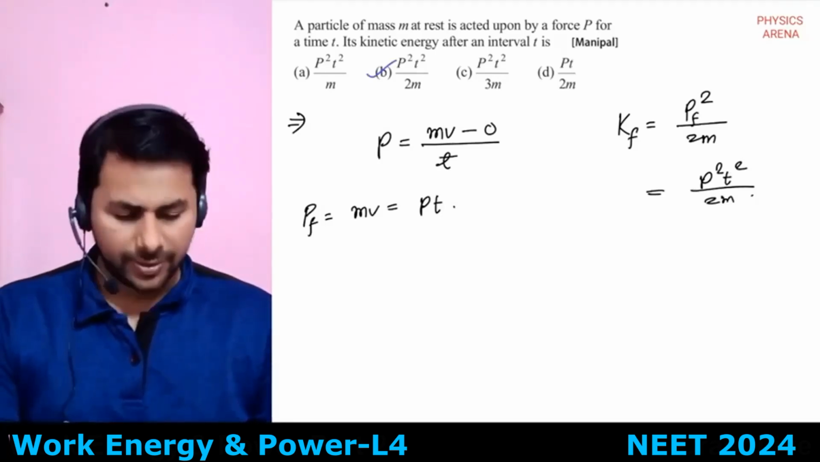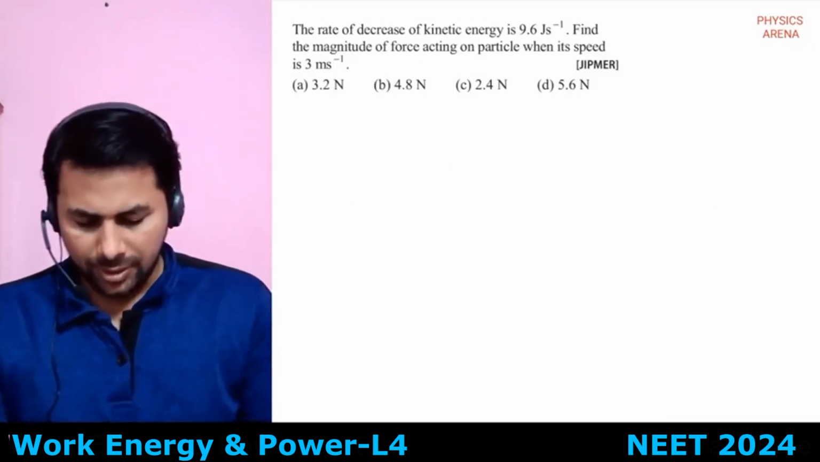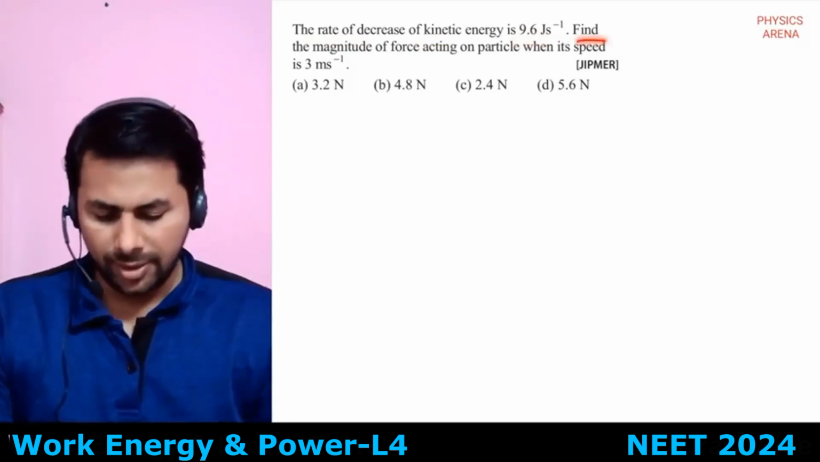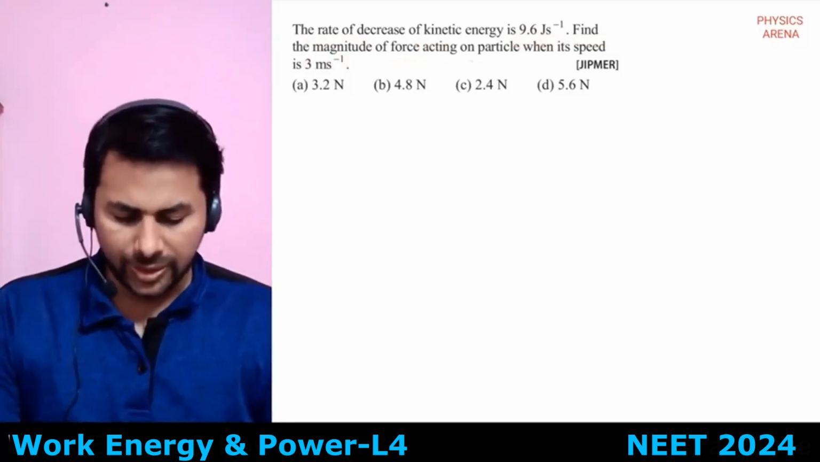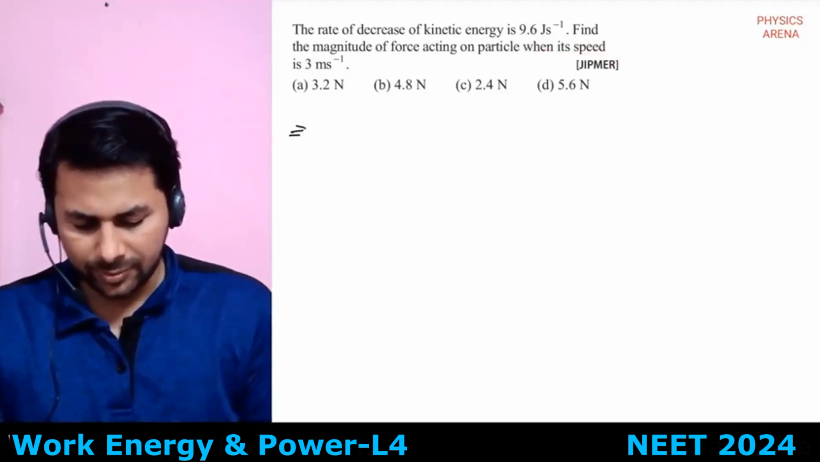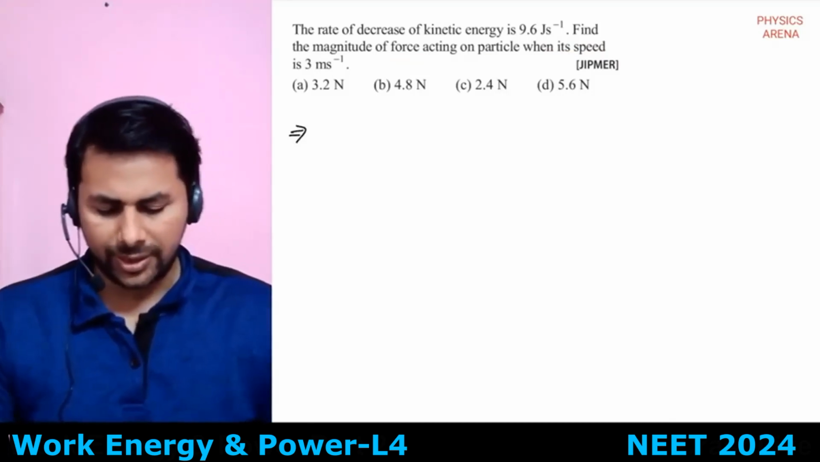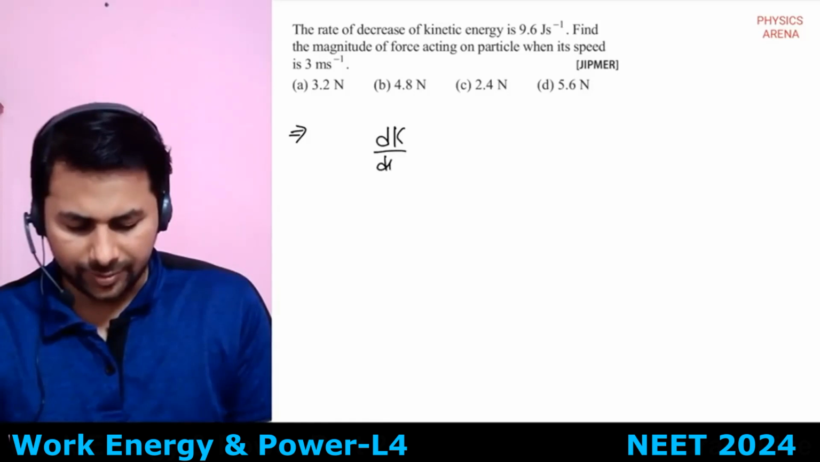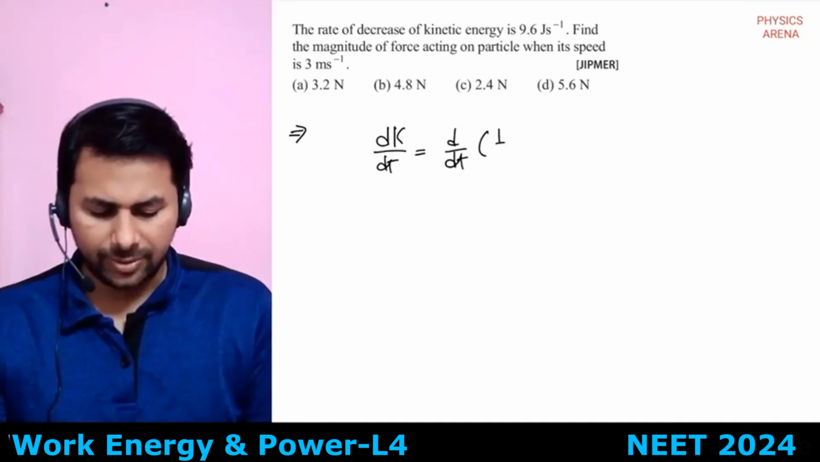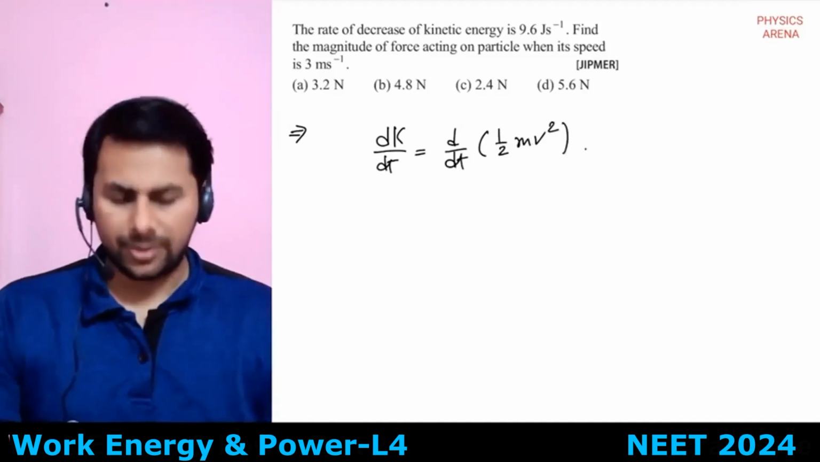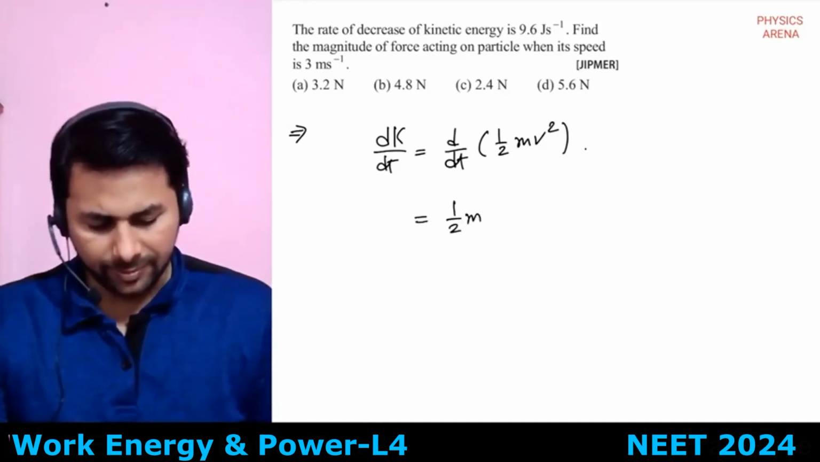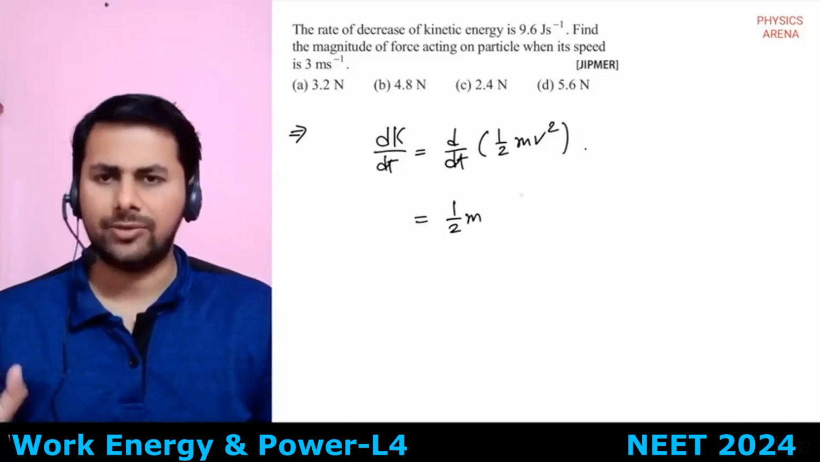Okay, so very simple. Next one, the rate of decrease of kinetic energy is 9.6 joules per second. Find the magnitude of force acting on a particle when its speed is 3 meters per second. Okay, rate of decrease in kinetic energy. So dK by dt. So what is dK by dt? It is d by dt of half m v square. m will not change, so it's half m multiplied by d by dt of v square.